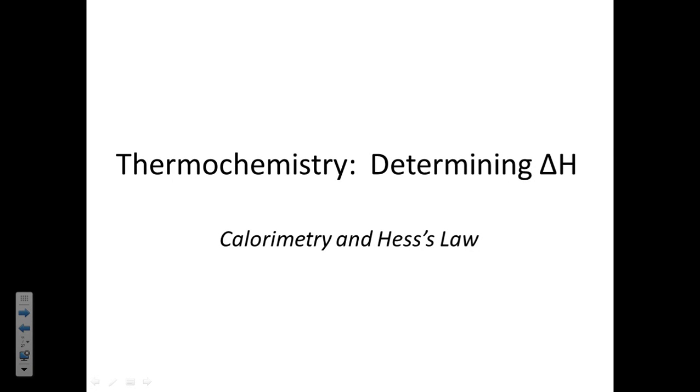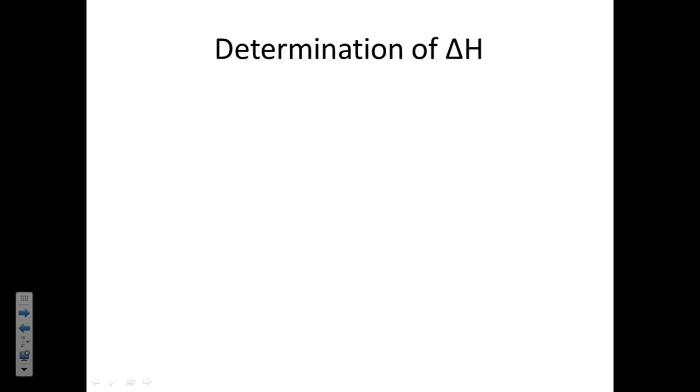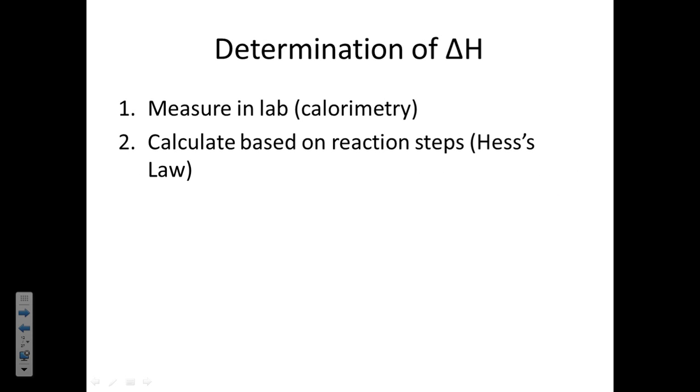Let's continue our discussion of delta H. Remember, delta H is the enthalpy or the heat of a reaction. And we said in the previous video that there are several different ways that you can determine what the heat of a reaction is. One way is to measure it in the lab, and this is through a process called calorimetry. The second is to calculate based on the reaction steps using something called Hess's law.